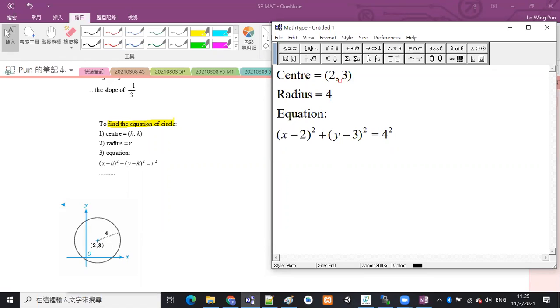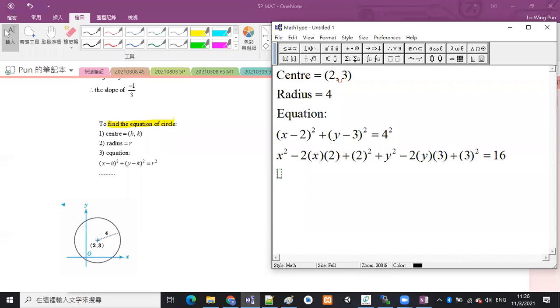We need to calculate the r square, and expand the brackets using the identity a minus b square equals a square minus 2ab plus b square. And y minus 3 bracket square also is y square minus 2 times y times 3 plus 3 square is equal to 16.